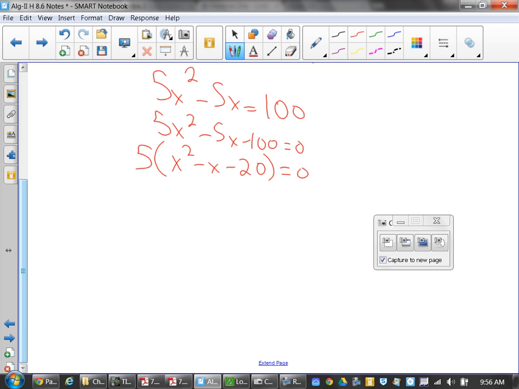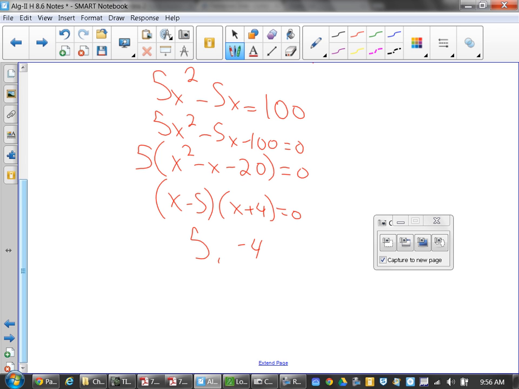Good. All right. What times what's negative 20? You add together, get negative 5. Negative 5, positive 4. Good. So x minus 5, x plus 4. Two possible solutions, therefore, are at 5 and negative 4. Once again, when you get two solutions like this, take a minute, double check.